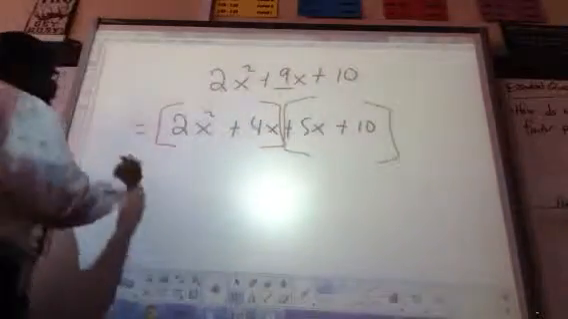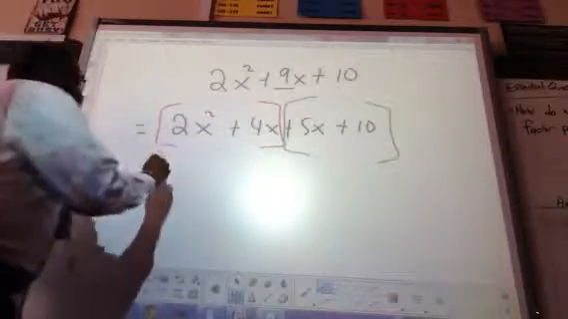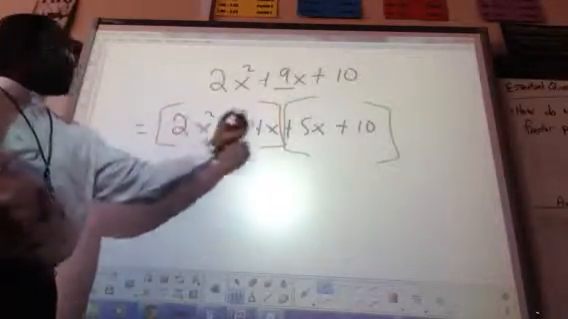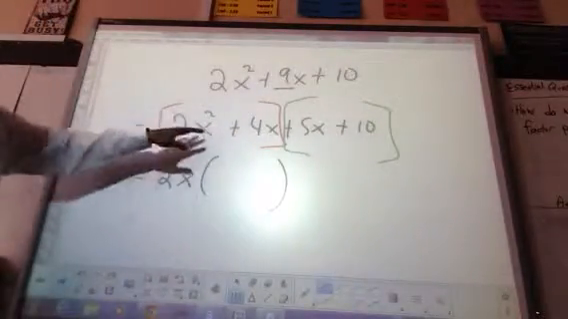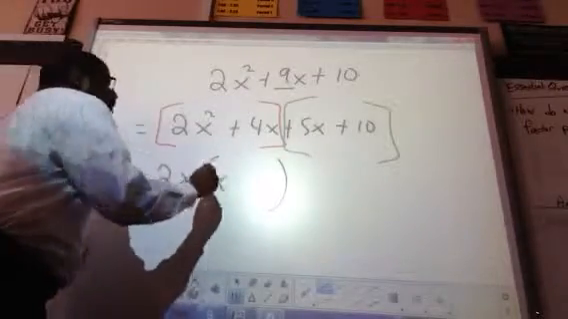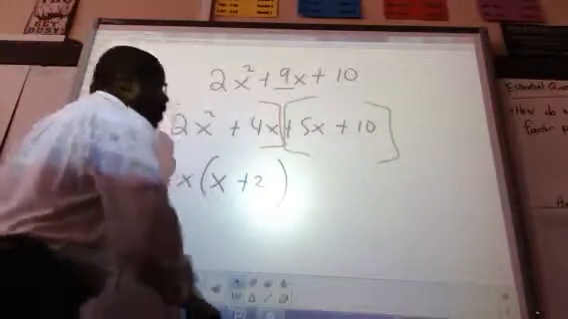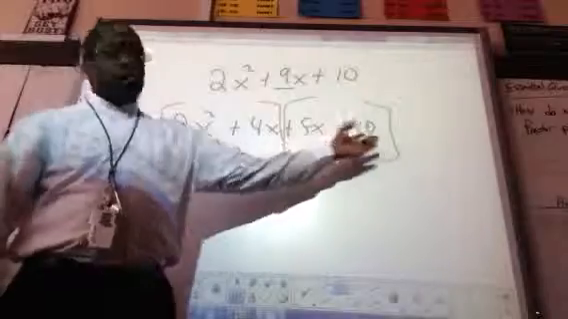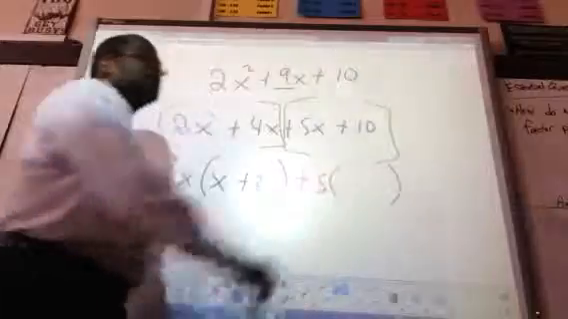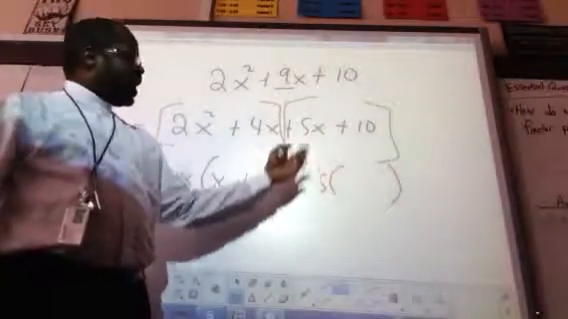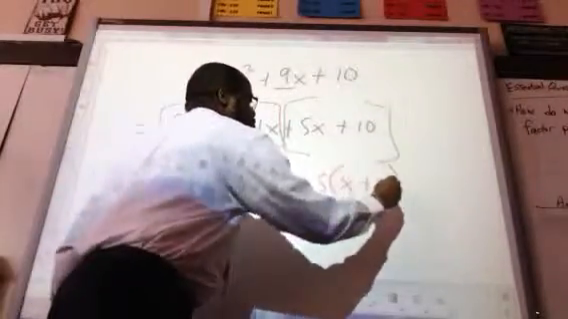Looking at the first two, let's see what they have in common. The greatest common factor for 2 and 4 is 2. The greatest common factor for x squared and x is just x. So 2x squared divided by 2x gives us x. 4x divided by 2x gives us 2. Likewise, over here, the greatest common factor for the 5x and the 10 is 5. Now we divide each of those by 5. 5x divided by 5 is x. 10 divided by 5 gives us 2.